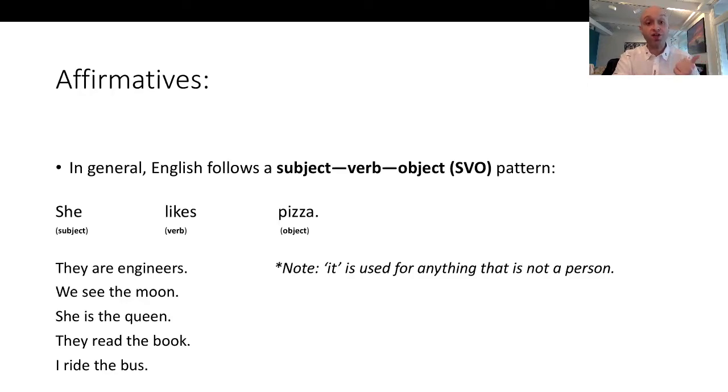They are engineers, we see the moon, she is the queen, they read the book, I ride the bus. E lembra que it, que não existe em português, a gente usa para qualquer coisa que não é ser humano. Então, objetos, outras coisas. Usamos he ou she com bicho de estimação, porque são tipo família, né? Mas, em geral, it a gente usa para coisas fora de ser humano.